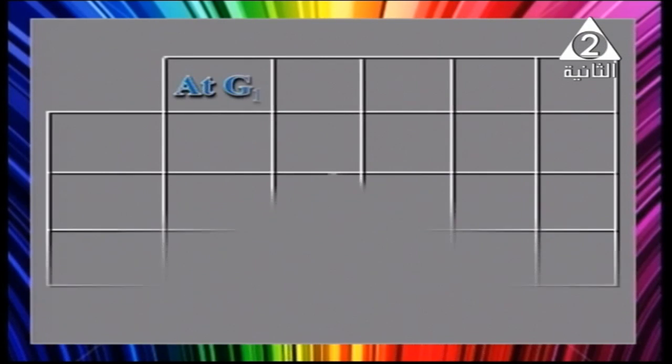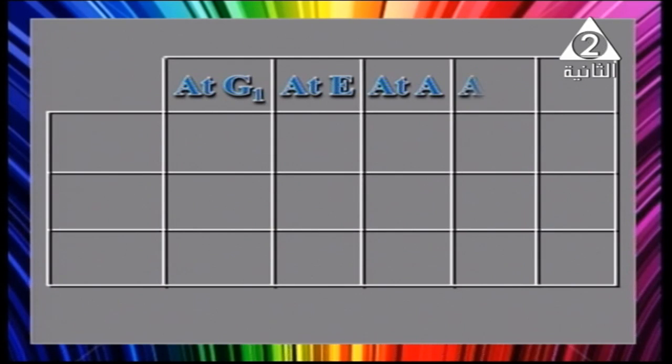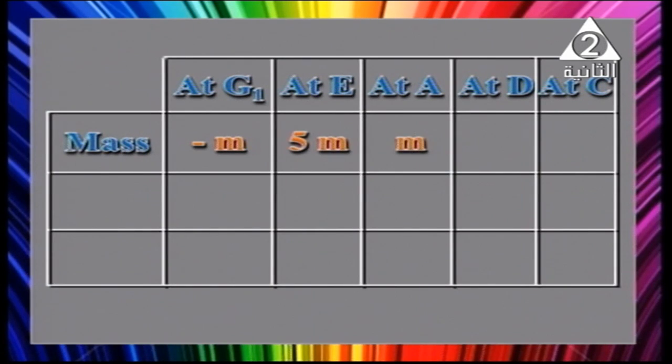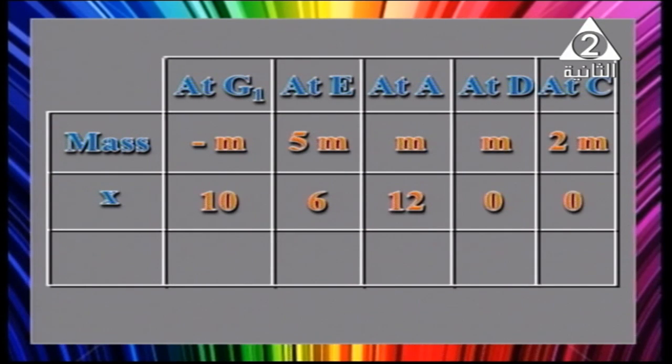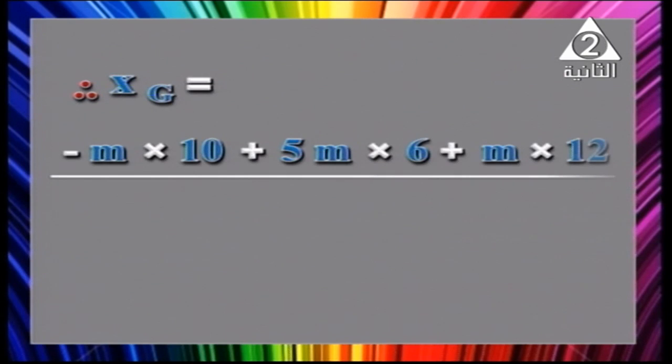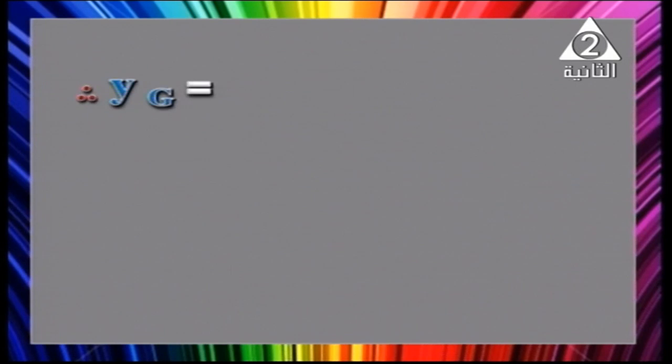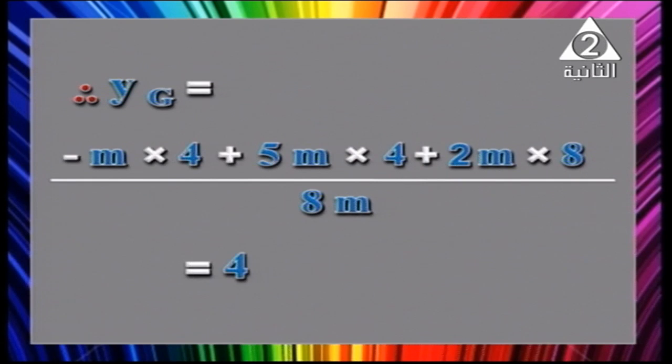at G1, at E, at A, at D, at C. Mass is negative M, 5M, 5M, M, 2M. X coordinate 10, 6, 12, 0, 0. Y coordinate 4, 4, 0, 0, 8. Find xG by using the table. From the table, we find the value of xG equals 4, and yG by the same method equals 4. Then we deduce that the center of gravity of the system is (4, 4).